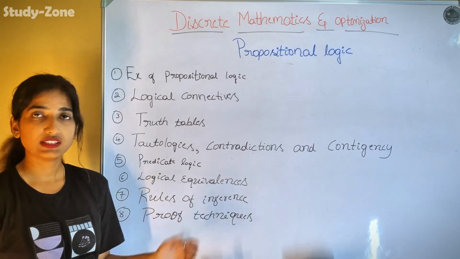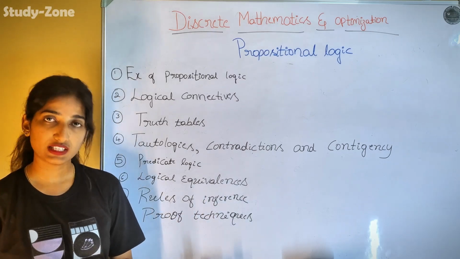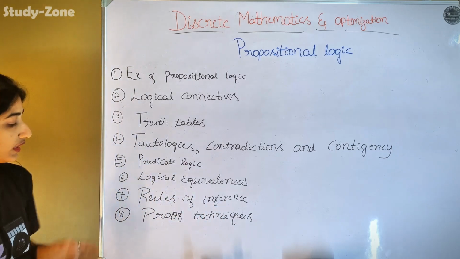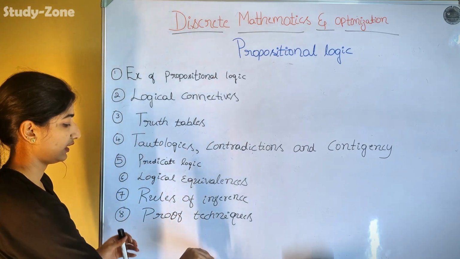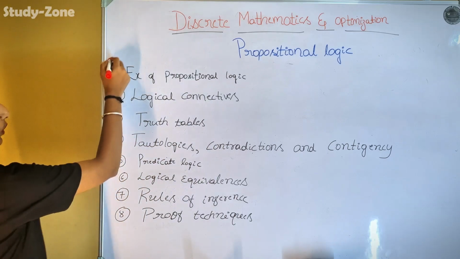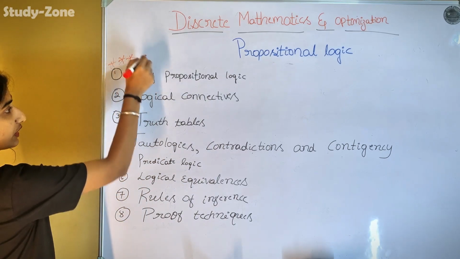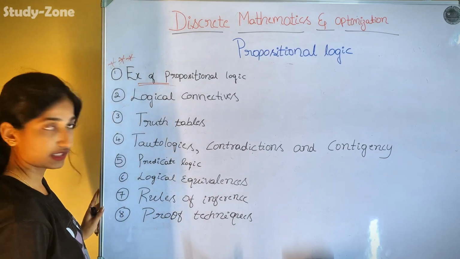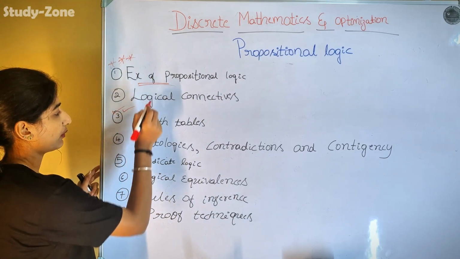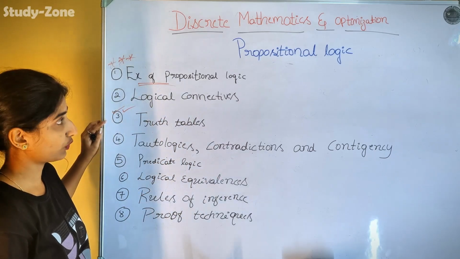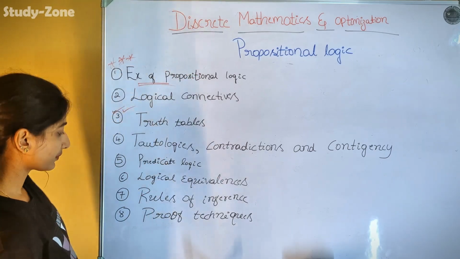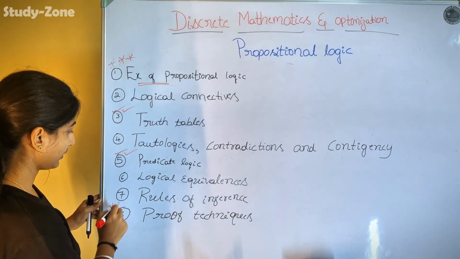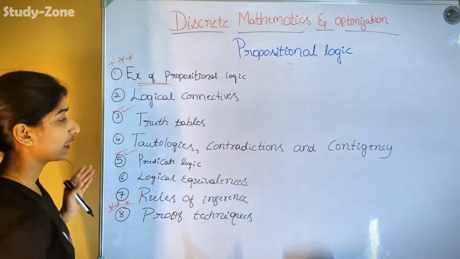Under proof techniques there are several methods. They are the direct method, indirect method and proof by contradiction. The basic thing is you have to get to know about propositional logic, because the base should be proper to get to know about all these things. Truth tables also play a very important role in propositional logic. Predicate logic is also very important, and these proof techniques are also important.